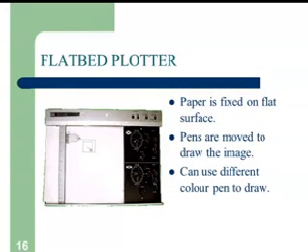So, another type of flat bed plotter. In this, paper is fixed on a flat surface. Flat surface means that bed. On the bed, paper is fixed. Then the pen is moved to draw the image or drawings. It is mainly used for graphics purposes. We can use different colors of pen to draw. Pens are moved to draw the image.